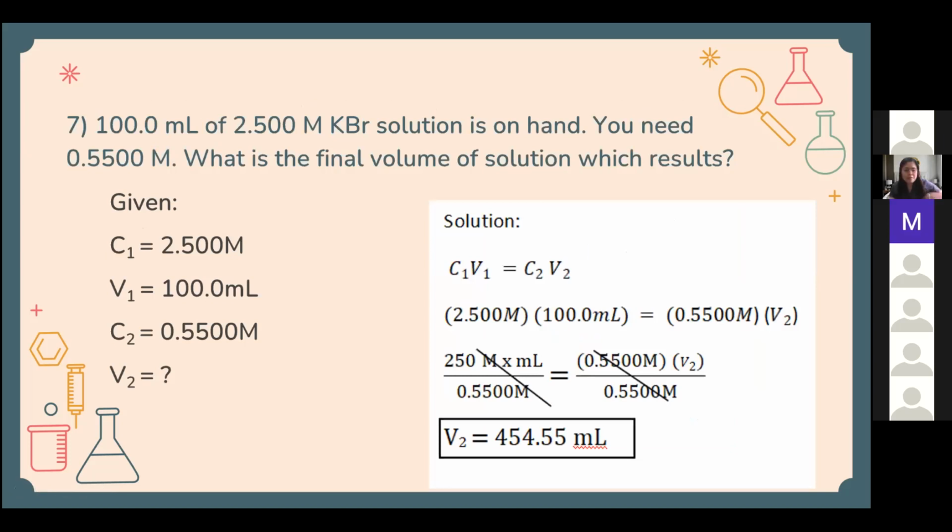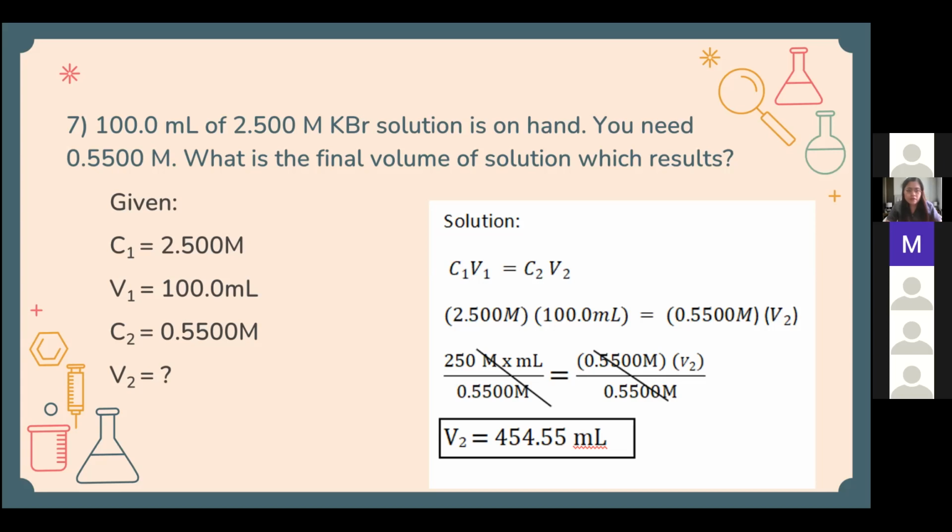Number 7. 100.0 mL of 2.500 M potassium bromide solution is on hand. You need 0.5500 M. Then what is the final volume of the solution which results? First, we will identify the given. So C1 is equal to 2.500 M. V1 is equal to 100.0 mL. C2 is equal to 0.5500 M. V2 is equal to unknown. So let's find the V2.